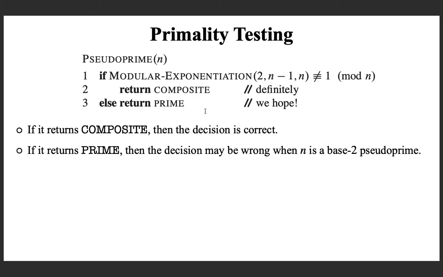In that case it will fail, because if it is not congruent to 1 mod n, it is sure that it is a composite number. But if it is congruent to 1 mod n, it may or may not be a prime number. In this case, if it is not a prime number, then by the definition of base A pseudoprime, it is a base 2 pseudoprime. So in that case it will fail. I hope you remember the definition of base A pseudoprime, otherwise go back and see what it is. So it fails if n is a base 2 pseudoprime, but the algorithm is almost correct because there are only very few base 2 pseudoprimes.